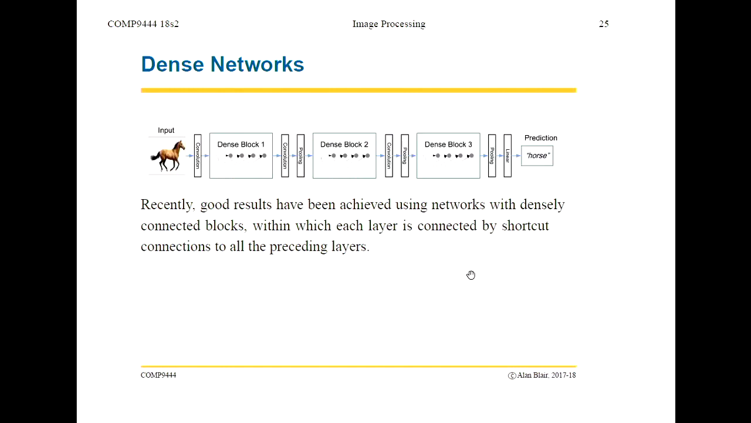You have little blocks of typically 4 layers, and inside each of those blocks, every layer is connected to all previous layers, right? So within this block, this layer is connected to this layer, which is connected to this layer, which is connected to both of these layers, and this layer is connected to all of these layers. So within this block, each node is connected to all previous layers within the block.